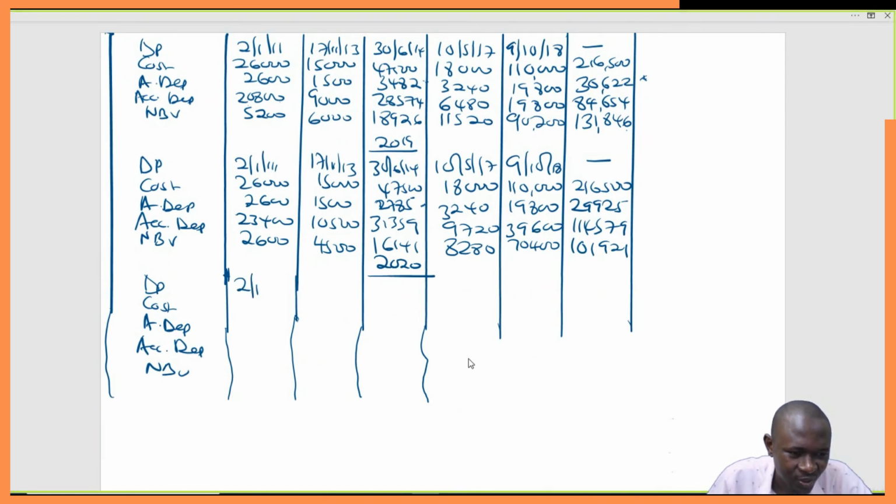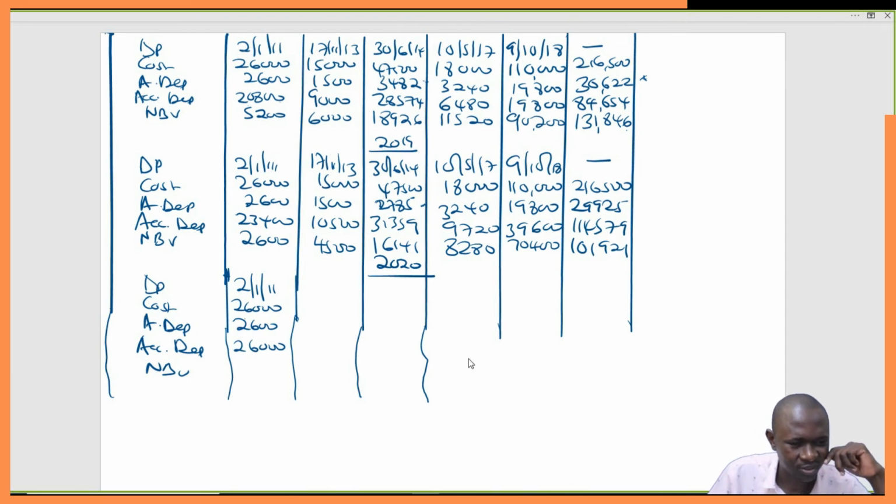So this is 2,111, then 26,000, then annual depreciation is 2,600. So accumulated depreciation here is 26,000. Adding this 23,4 plus 26 for this year. So net book value 0. So this asset is no more.